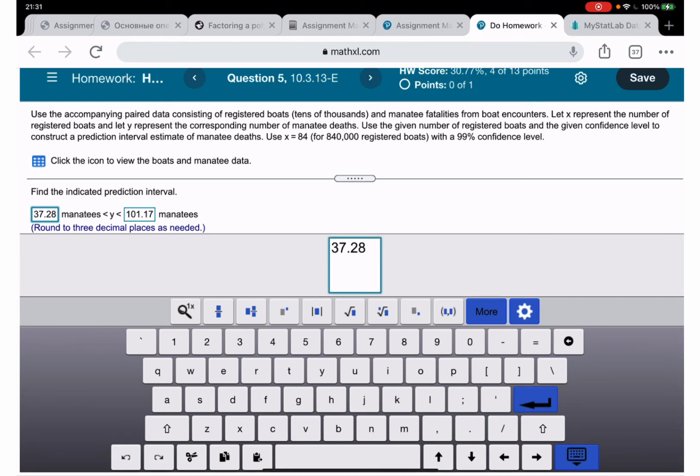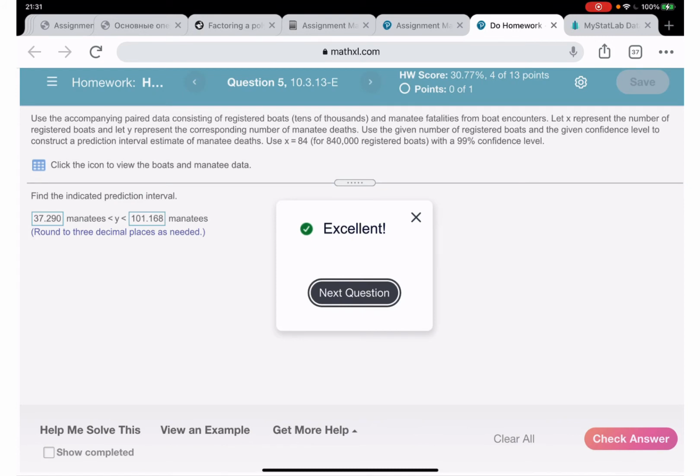Moving to our homework, it's going to be 37.290, and moving here, it's going to be 168. Okay, we got it.